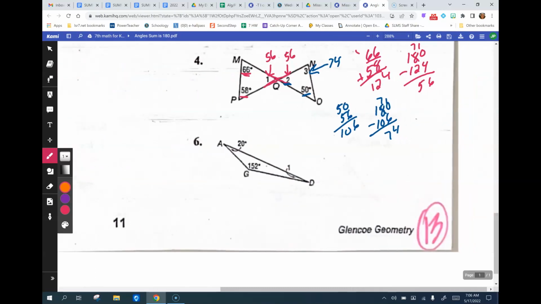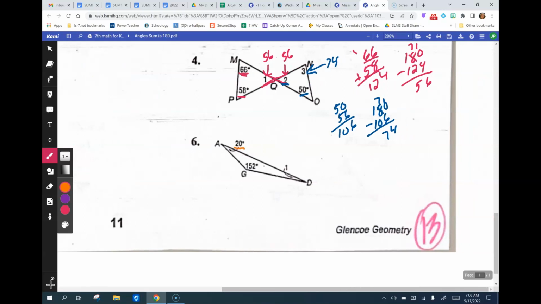Look at number 6. I'd like you to try this one on your own. It gives you 2 angles. I want you to find that third one. Go. Hopefully you added 20 and 152 together and you got 172. Now you can probably just count on your fingers. If I want to go from 172 to 180, that's going to be 8. But we can also show our work. So this angle right here, angle 1, is 8 degrees. Very tiny angle.